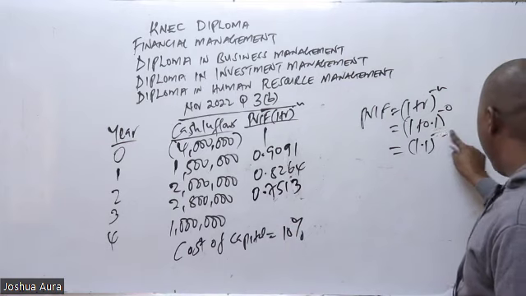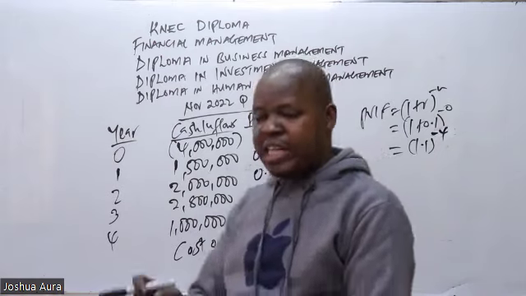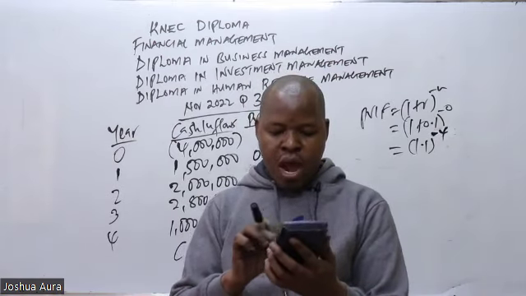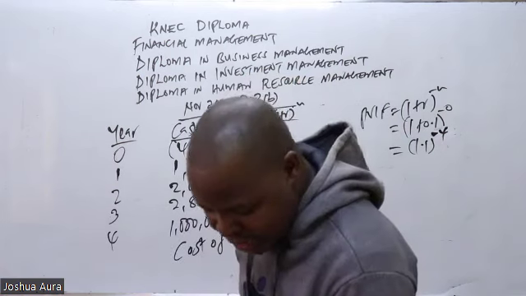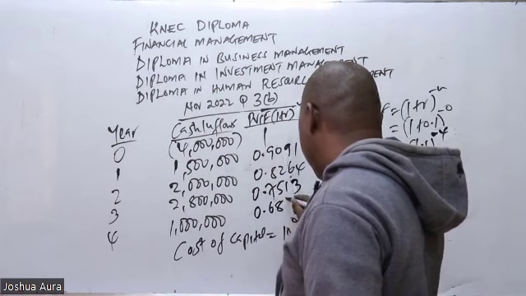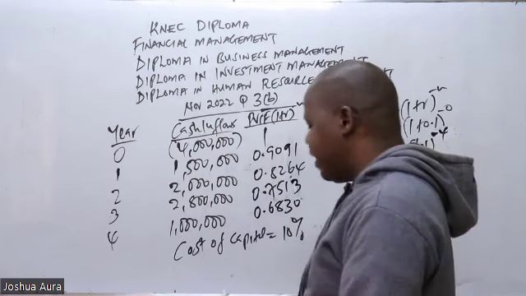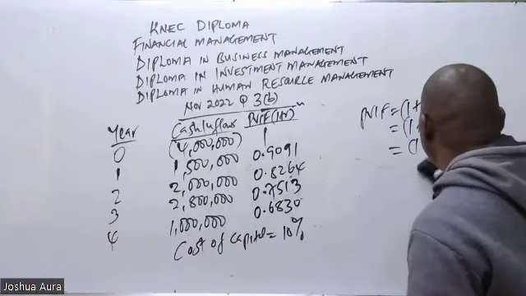It will be 1.1 raised to negative 4, which we are getting as 0.6830.